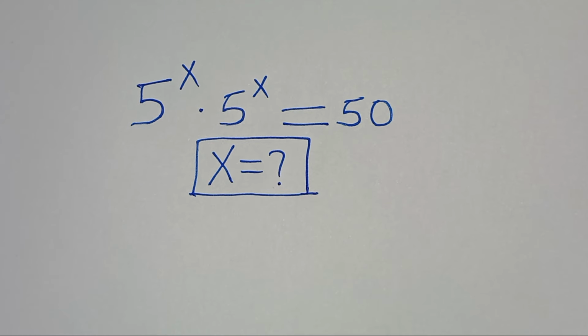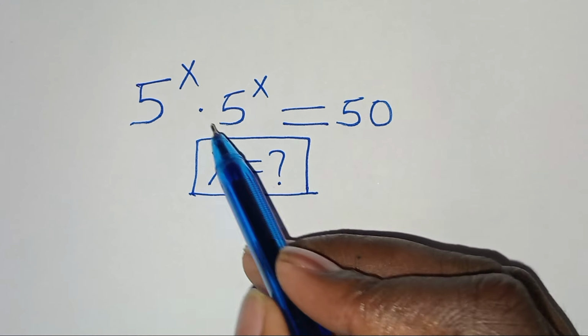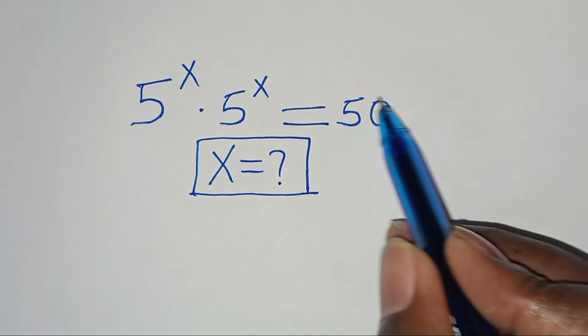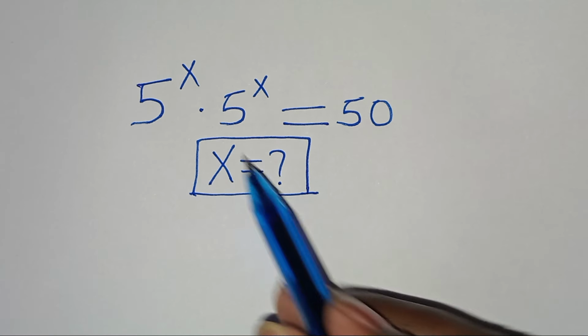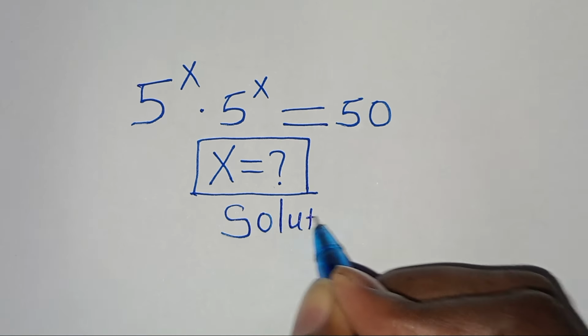Hello everyone, you're welcome to solve this nice exponential equation, which is 5 to the power of x times 5 to the power of x. This is equal to 50. So what is the value of x? Now let's provide a solution from here.